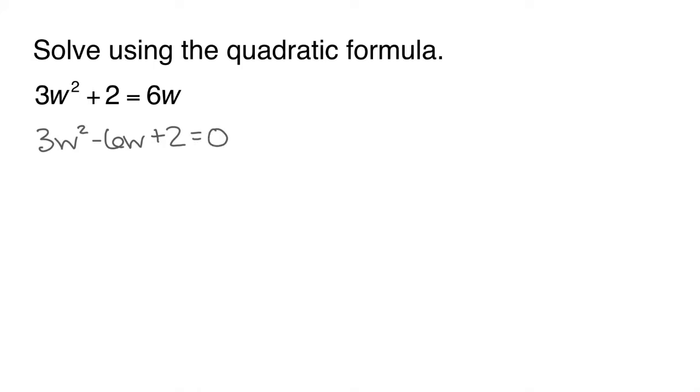Now we can more easily see the coefficients of our variable terms and our constant. Recall that the quadratic formula is x equals negative b plus or minus the square root of b squared minus 4ac, all divided by 2a, where this is the solution of the equation ax squared plus bx plus c equals 0. For our equation, a is equal to 3, b is negative 6, and c is 2.